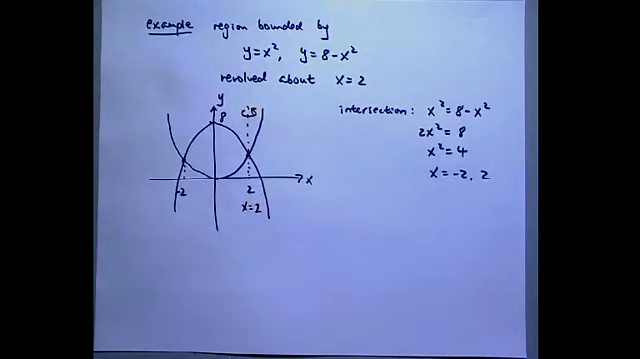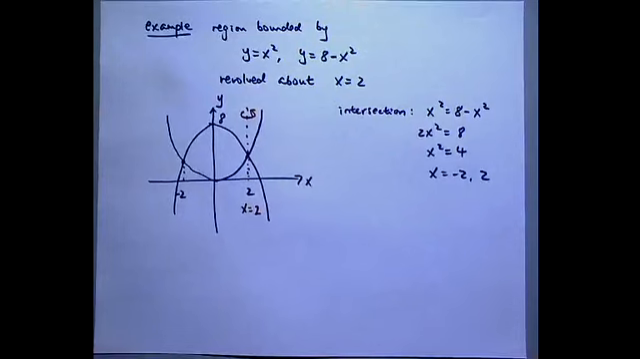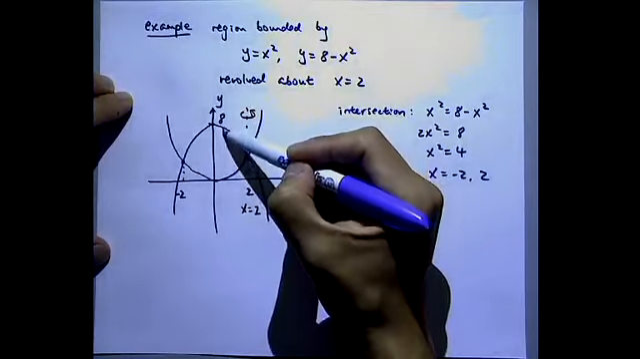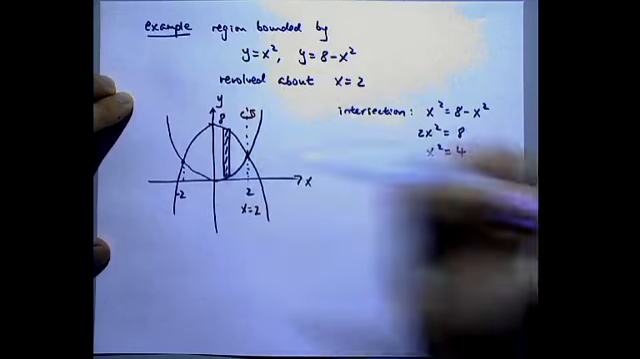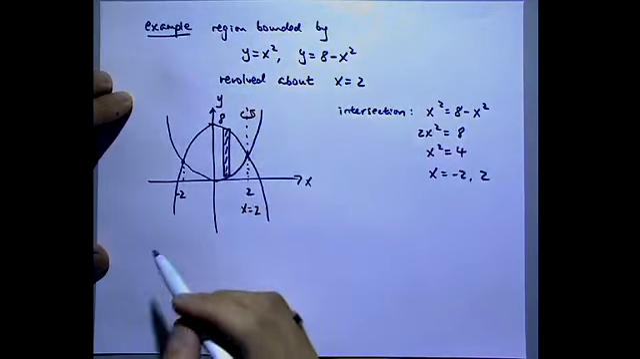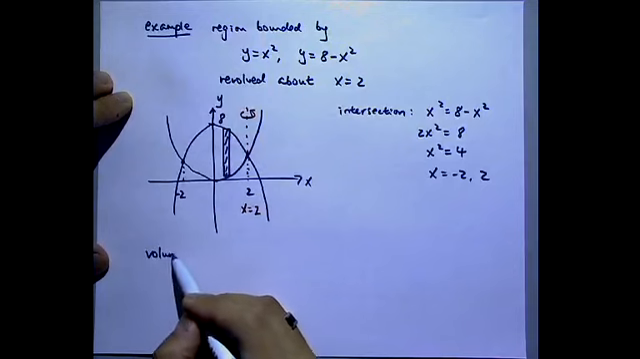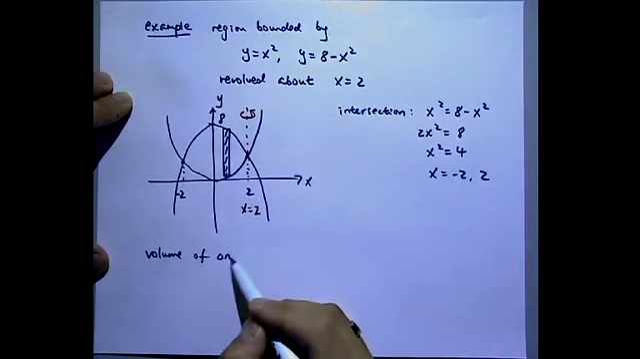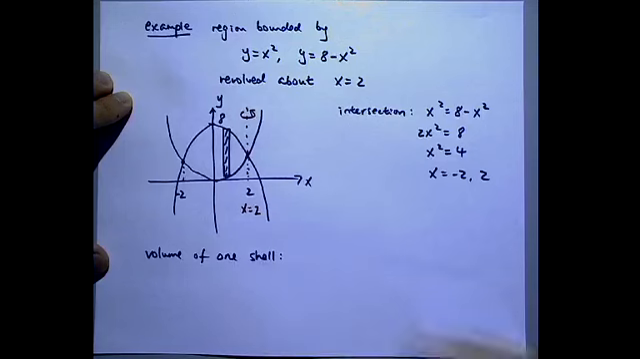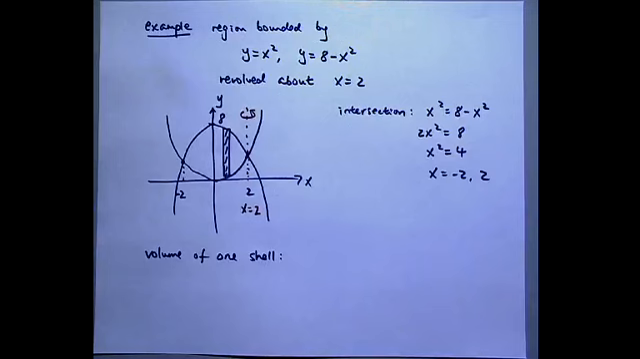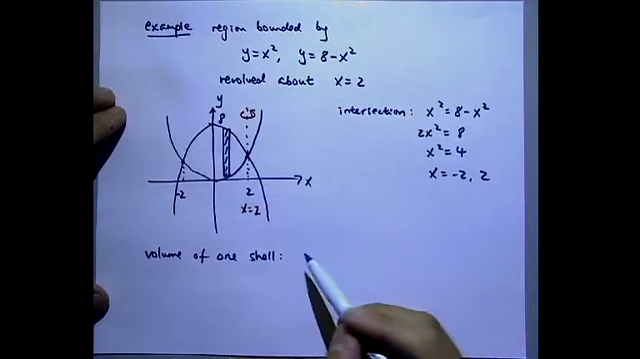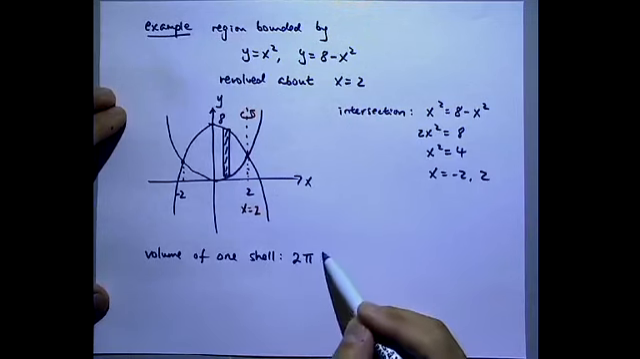So that's the line we want to go about. All right, so then, as usual, using the shell method, we have to set up the rectangle that's parallel to that red line I just sketched. And then we calculate the volume of one shell. 2 pi.